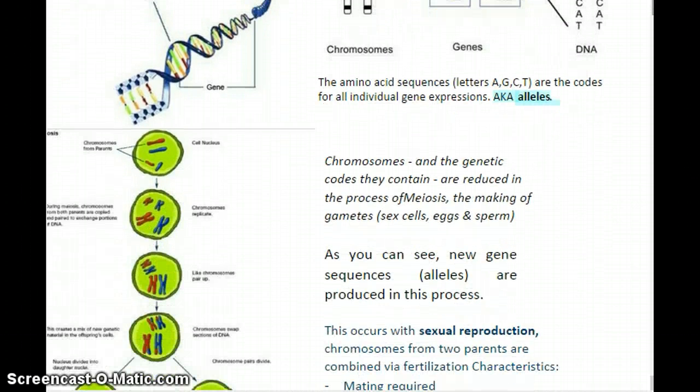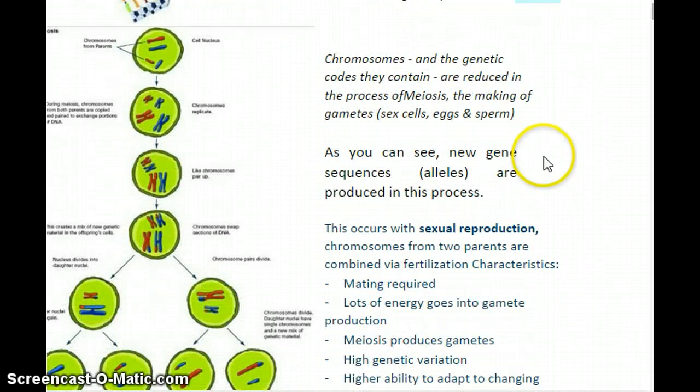So if we continue here, why are we concerned about this? Why are we concerned about chromosomes? Well, we're going to see that from one generation to the next, some of those genes might be expressed differently or not at all, and that can cause the genetic change that we see in an individual. So basically, chromosomes are reduced in the process of meiosis. So meiosis, if you remember, is basically the making of gametes, and that's basically eggs and sperm, the sex cells of living things. So in meiosis, this is a little review of meiosis.